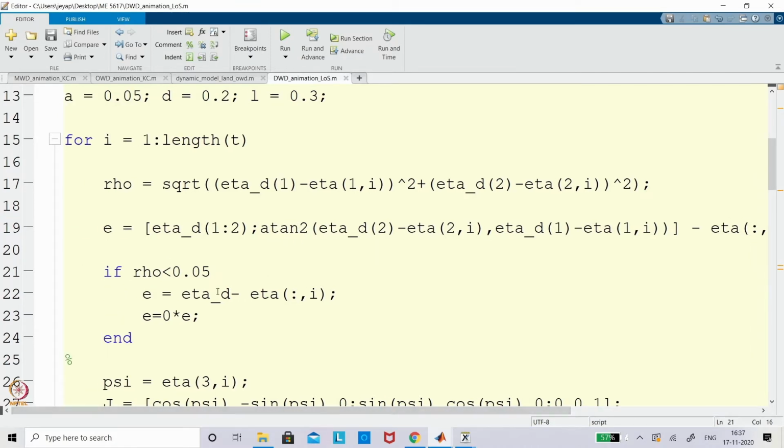Now this error has a smaller range, in the sense I am calculating the rho. From the starting to the end point, the rho keeps on reducing. If the rho is within a 5 centimeter circle, then I move to the orientation following. Otherwise I keep it as simple position following or position tracking. So that is the whole idea.